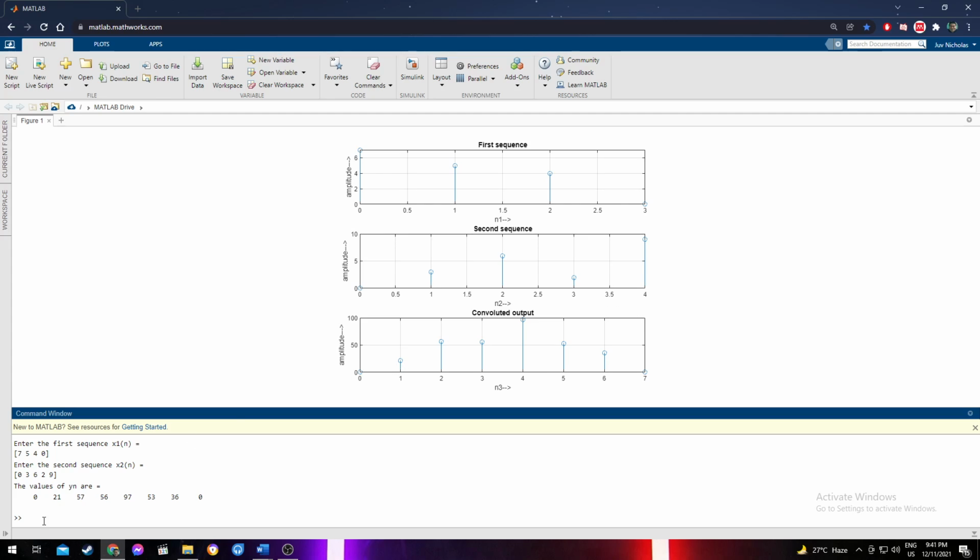And the last diagram represents the values of y of n. And here we can see the values are 0, 21, 57, 56, 97, 53, 36, and 0. The first value is at 0, the second is at 21, the third is at 57, the fourth at 56, here at 97, 53, 36, and back to 0.